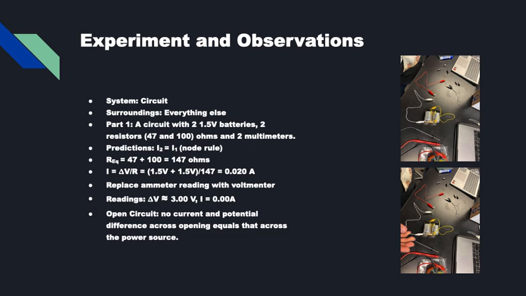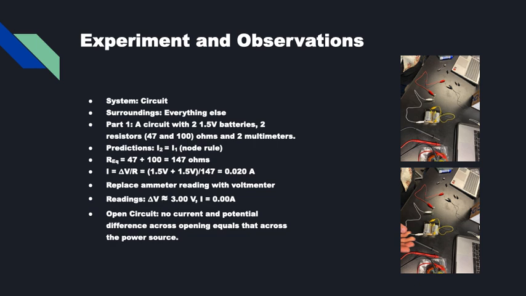For part 1, we used a circuit with two 1.5 volt batteries, 2 resistors, and 2 multimeters. Our predictions were that I2 would be equal to I1 by way of the node rule. The total ohmic resistance was 147 ohms. Our calculated value for I was 0.02 amps.